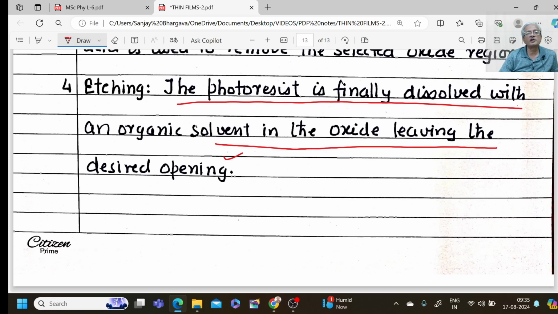I hope this video makes you clear about the various fabrication techniques related to microwave monolithic integrated circuits.